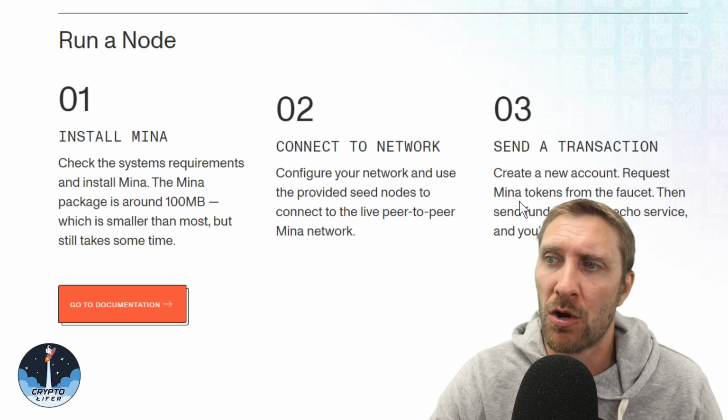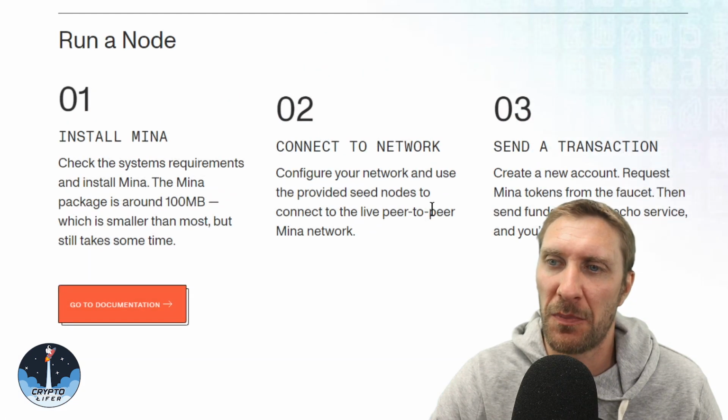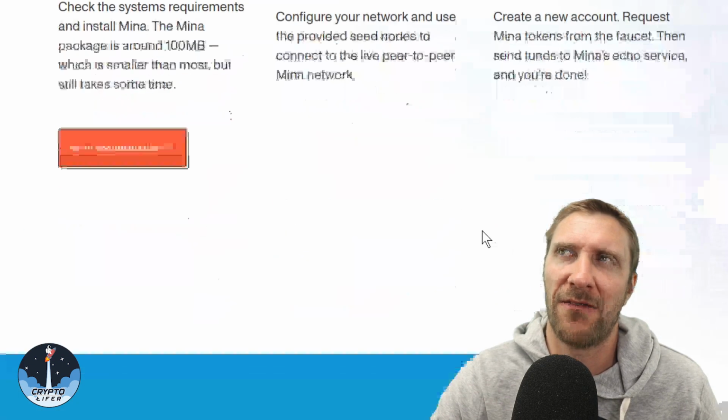Create a new account. Request Mina tokens from the faucet. Then send funds to Mina's eco service. And you're done. Also, they'll give you some Mina from the faucet to pay for the transactions right off the bat. Every single protocol should have a faucet, honestly.